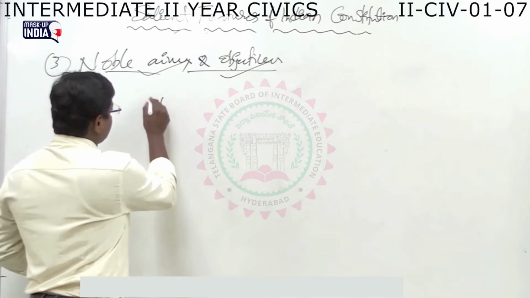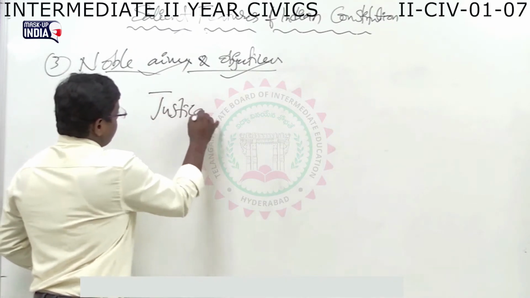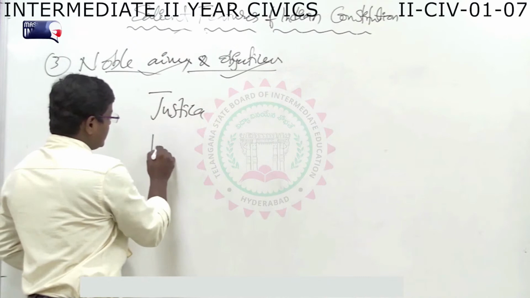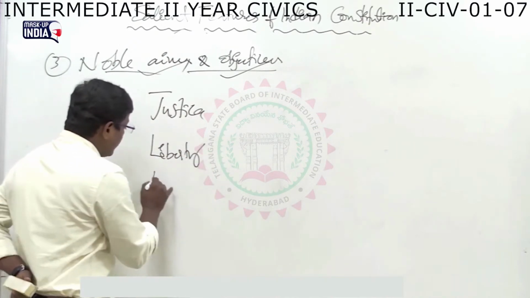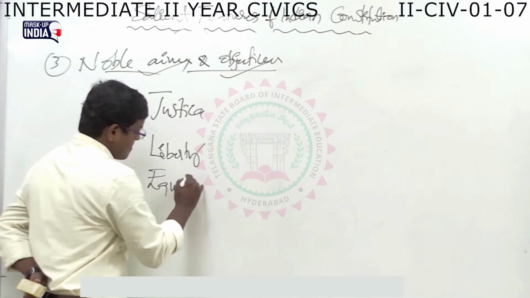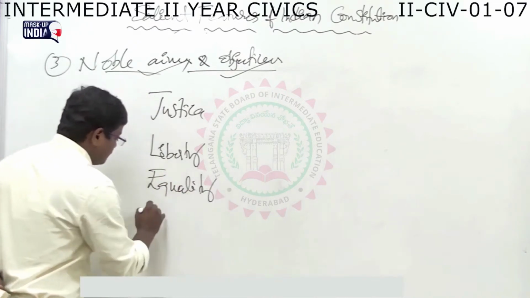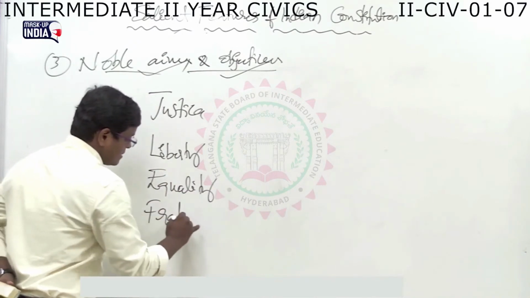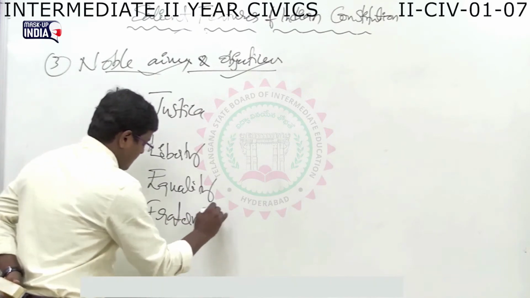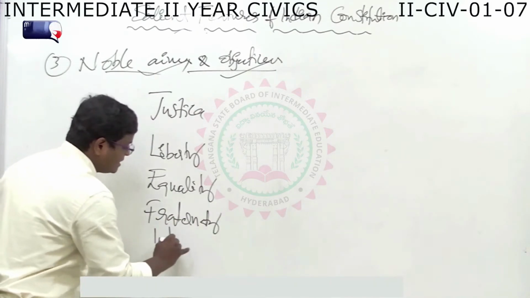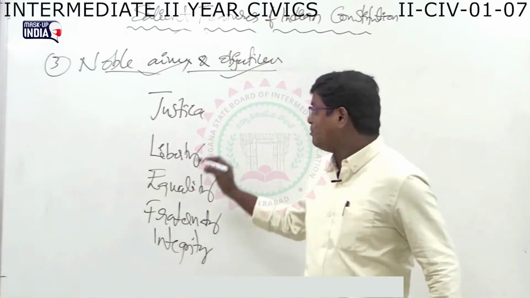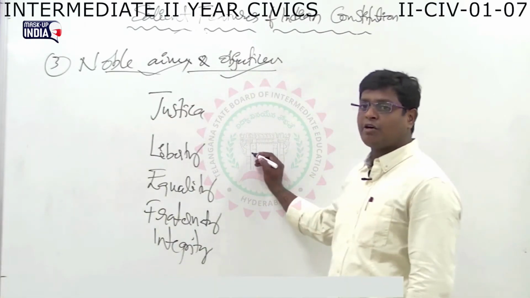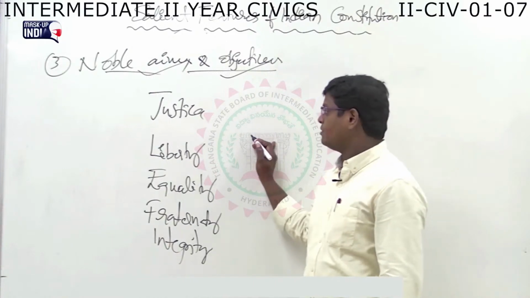Firstly, justice. Next, liberty. The third one is equality, fraternity, and finally integrity. So these are the noble aims and objectives mentioned in the preamble of the Indian Constitution.